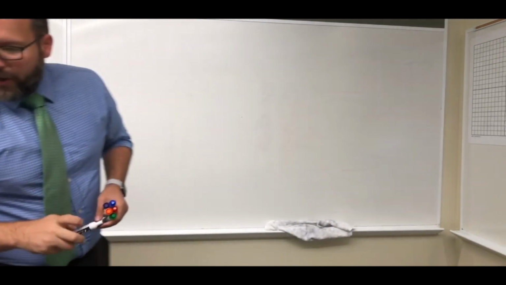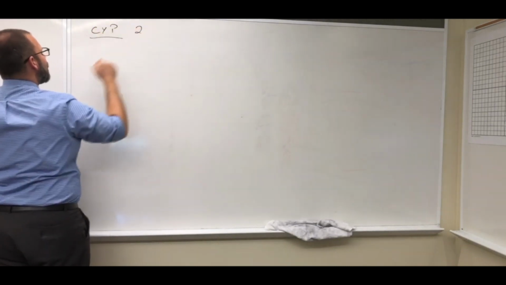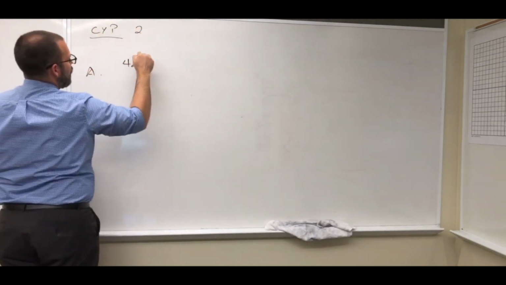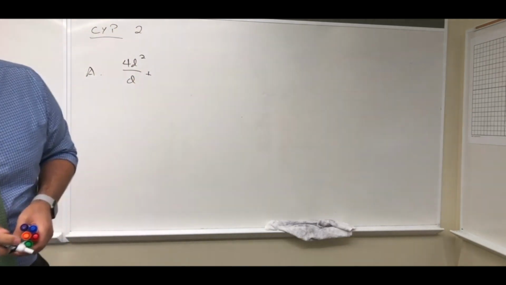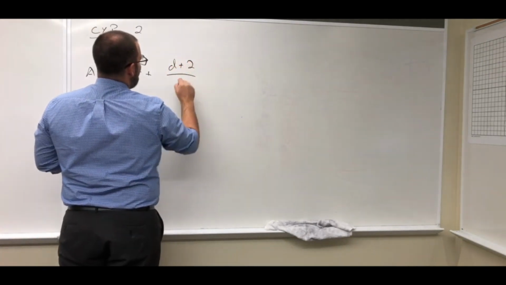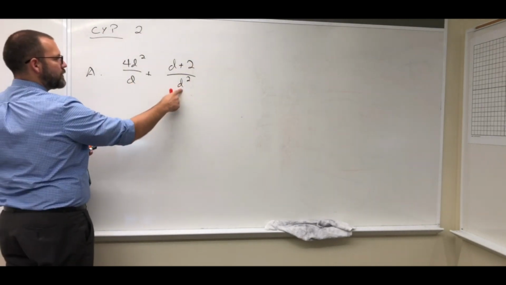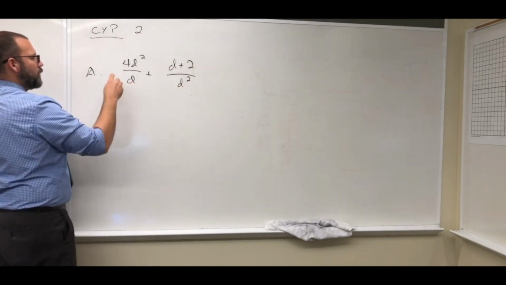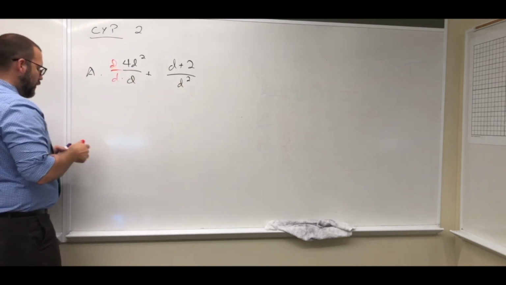Check your progress 2a, 4d squared over d, which you'll notice does actually simplify if we wanted it to, but it's not going to be helpful here, plus d over 2 over d squared. Well, obviously the difference is that I need another d in my denominator here, so I'm going to multiply by that over itself, always.